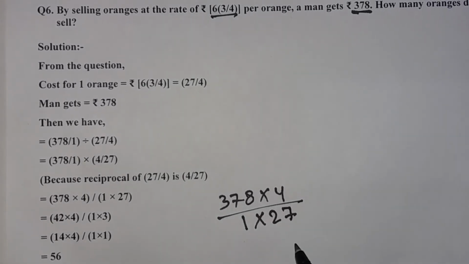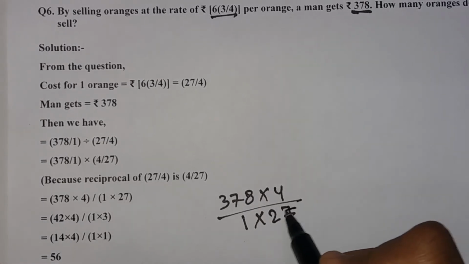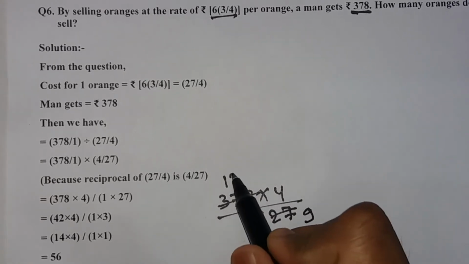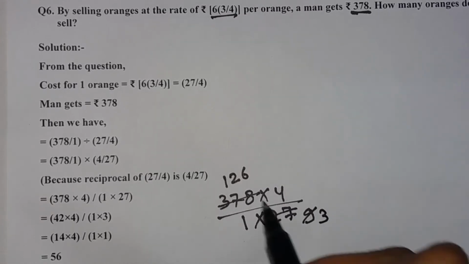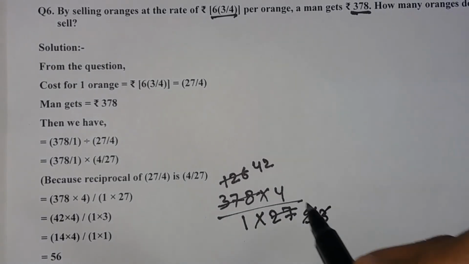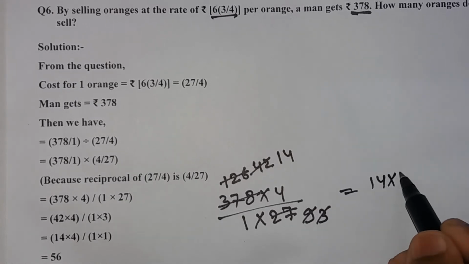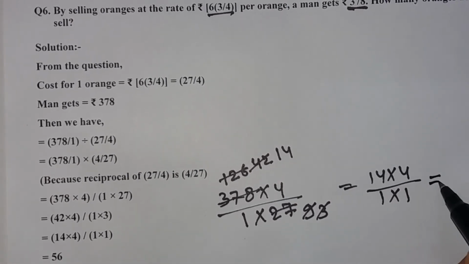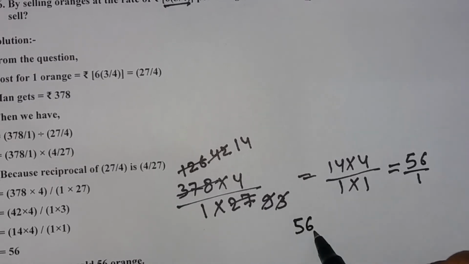Here we can cancel, first of all, by the table of 3. 3 nines are 27, and cancelling, 3 ones are 3, 3 twos are 6, and 3 sixes are 18. Again we can cancel by the table of 3: 3 times 14 is 42. Again we can cancel by 3, 1 and 4. So it will be 14 into 4 upon 1 into 1. 14 into 4 will be 56 upon 1, or simply 56.